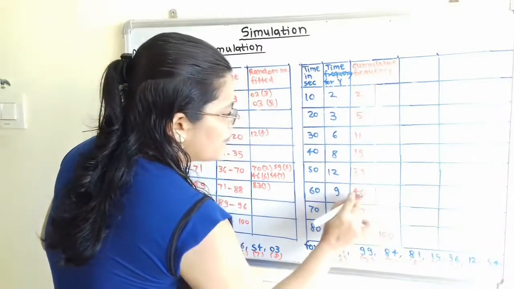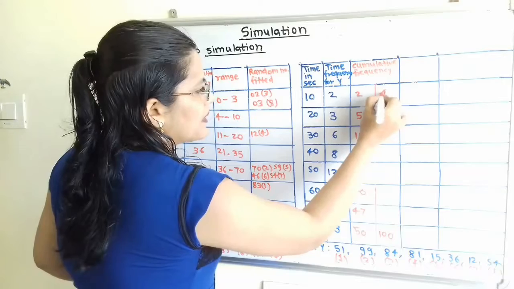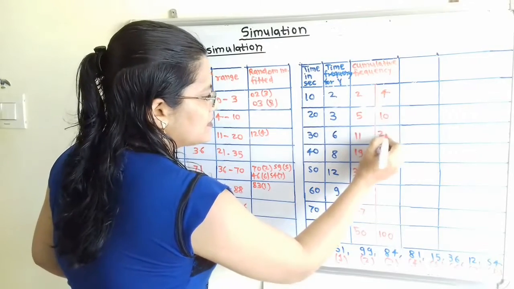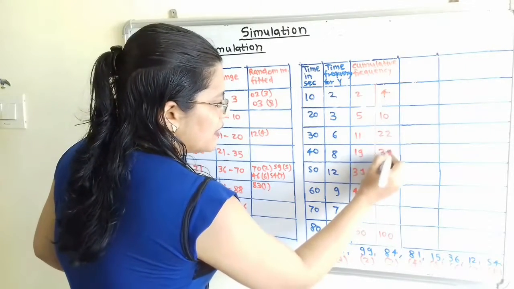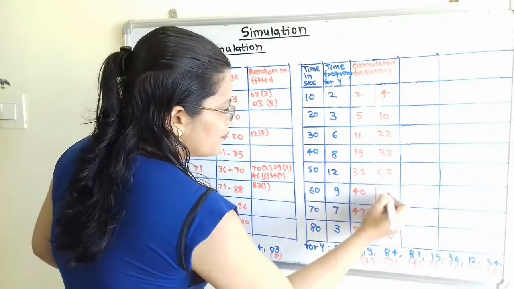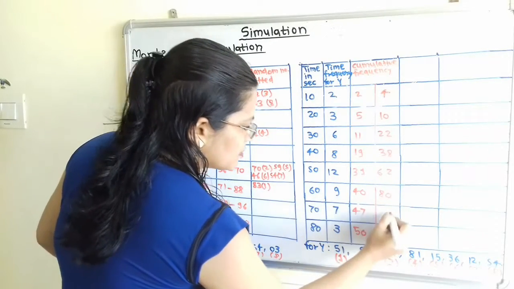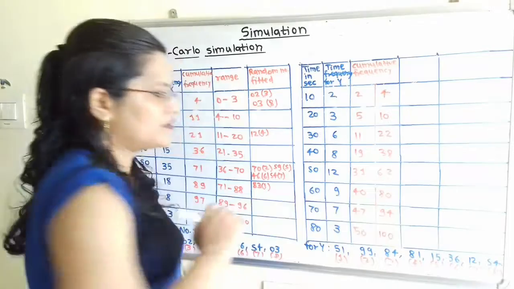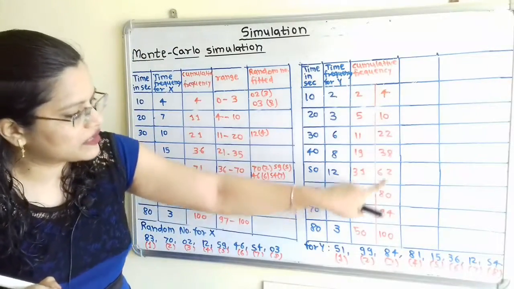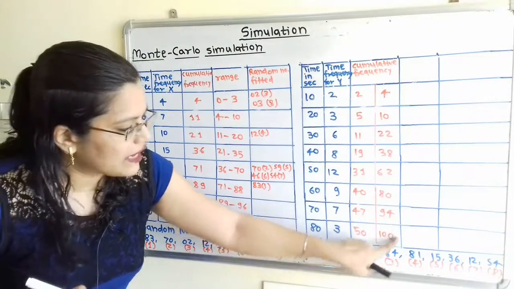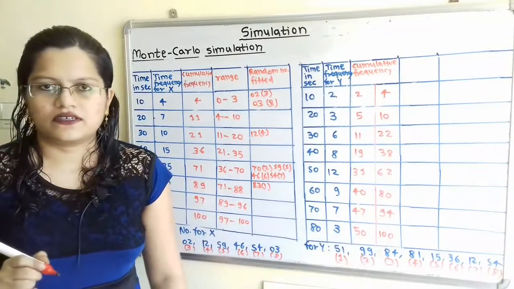Then in the same way we will write here. So 2 multiplied by 2, 4. Here is 10. Here is 22. 38. 62. 80. 94. So we have to refer to this cumulative frequency because the last number should be 100.